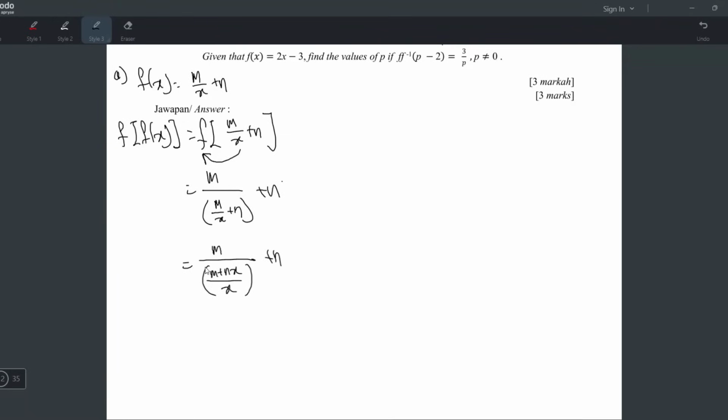And then plus n. And once it is a single fraction, now we can do this. So m divided by m plus nx over x means m times x over m plus nx. Because dividing by this means multiplying by the reciprocal of both. So it becomes m times x over m plus nx, and then plus n.